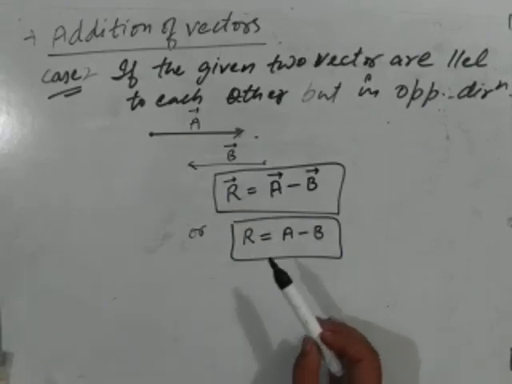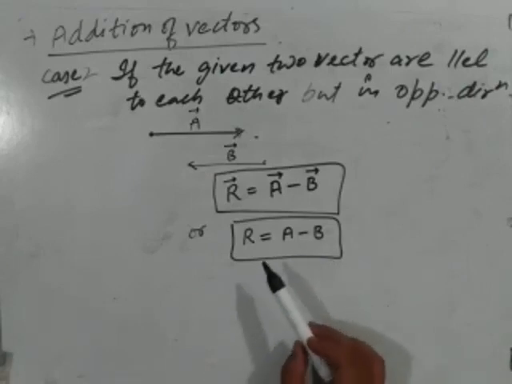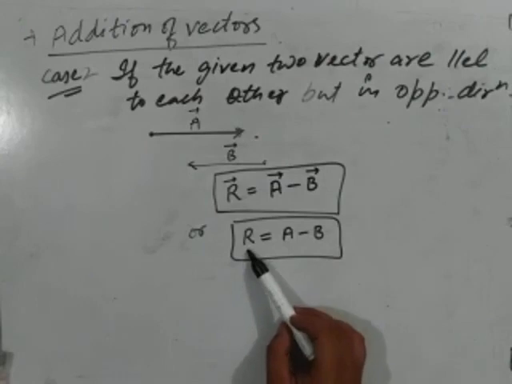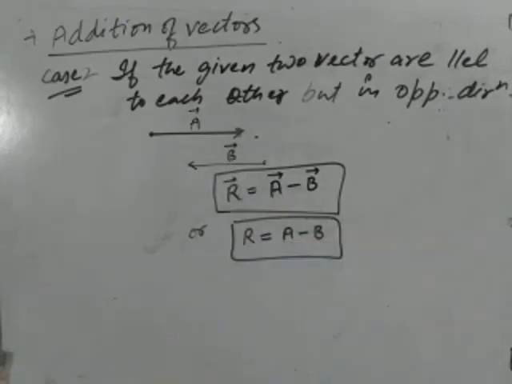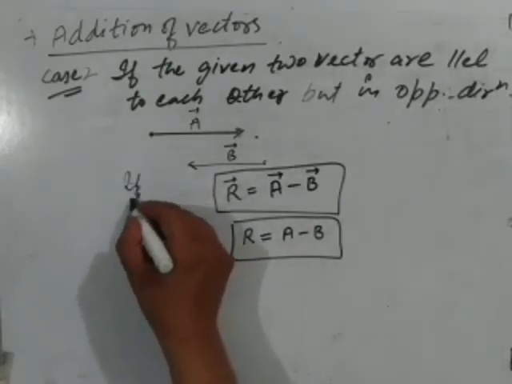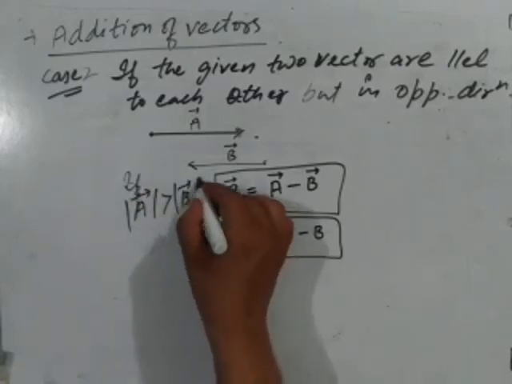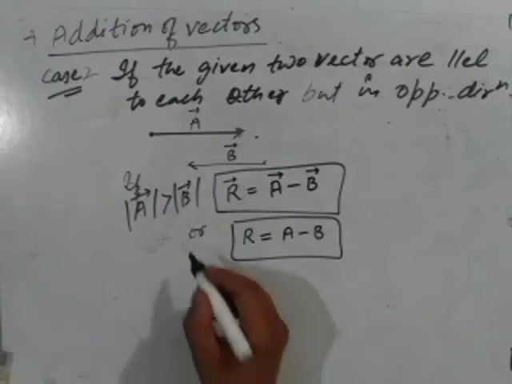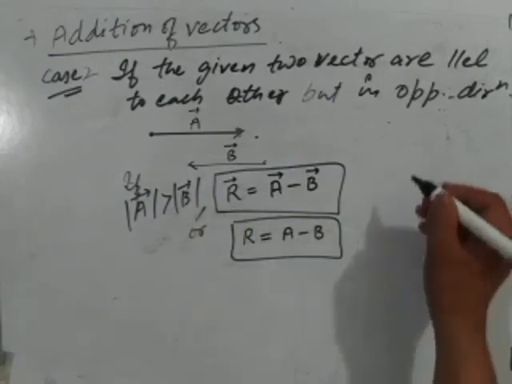Hence, the resultant of these two vectors, that is R vector, will act in the direction of the bigger vector. So we have assumed if modulus of A vector is greater than modulus of B vector, then we can write it as R vector equal to A minus B vector. So we can take an example.